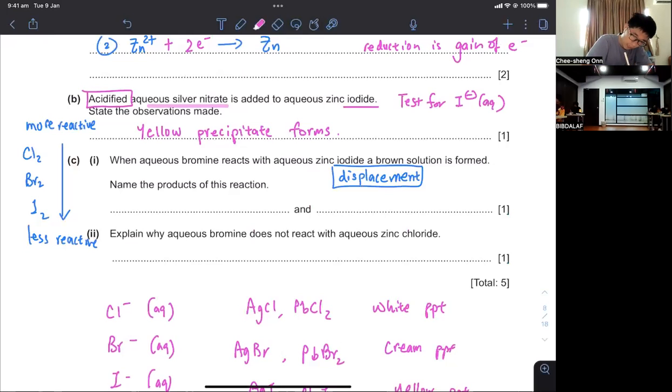This one is bromine. So this one is Br2 aqueous. This one is iodide, I minus aqueous. So bromine is above iodine in the periodic table. Bromine is more reactive than I2 in the periodic table. Bromine can kick out I2. Bromine can displace I2 from I minus, and again, brown solutions.